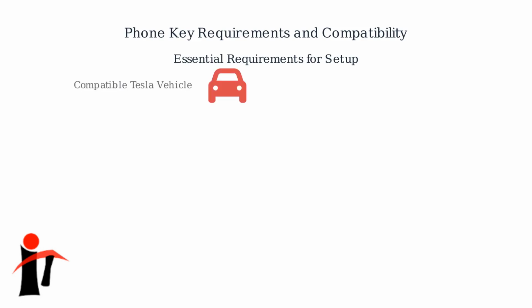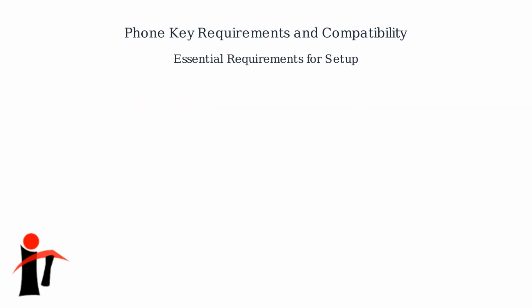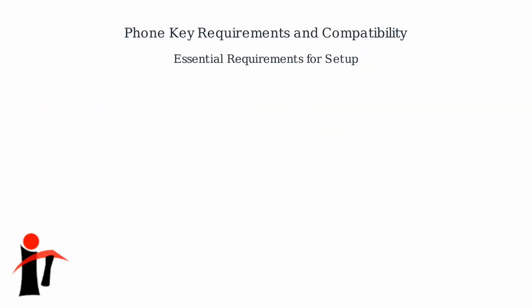To use Tesla's phone key feature, you'll need several key components to ensure compatibility and smooth operation. First, you need a compatible Tesla vehicle. This includes Model 3, Model Y, Model S, or Model X running software version 23.12 or later. Second, you'll need a smartphone with both Bluetooth and near-field communication, or NFC, capabilities. This includes most modern Android phones like the Pixel series and iPhones starting from the iPhone 8 and later models.